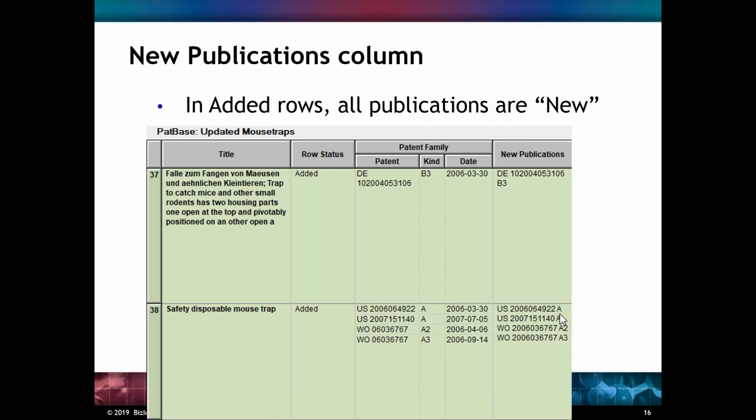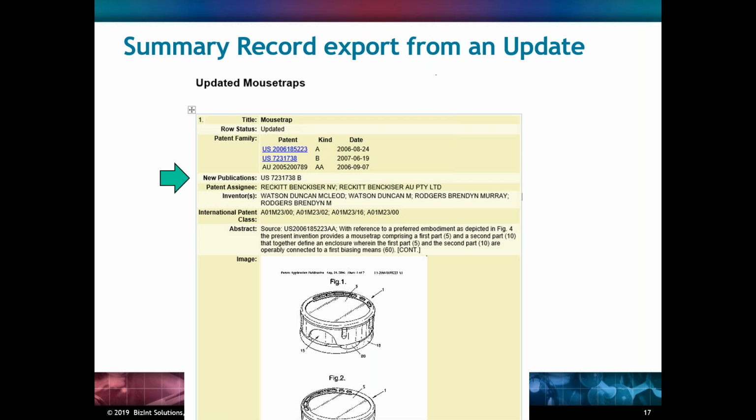Anytime a row is listed as added, all of the publications are considered new, so they all get transferred over to the new publications column. Both the row status and new publications are fields in your chart, and so they can, for example, show up in all of your different exports. They can go off to a visualization, to Excel. They can go off to a summary records export, like you see here with the new publications listed in this summary record export.